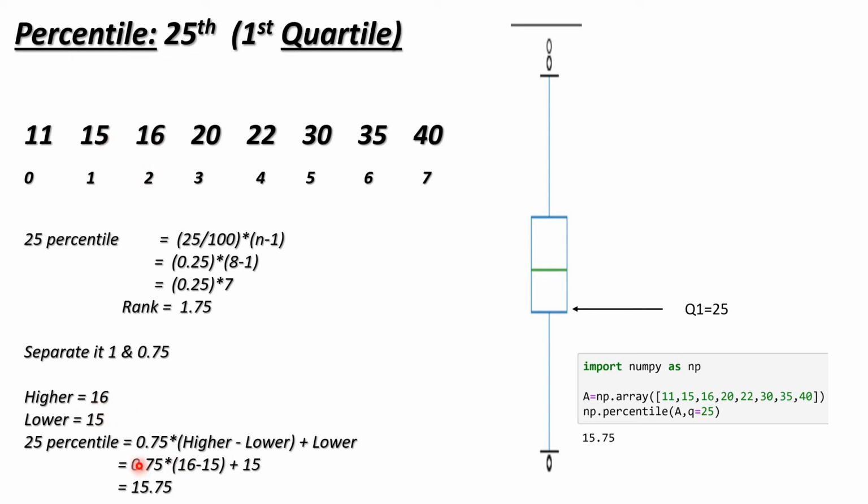Now this is a simple formula, with 0.75 in this place. Higher is 16, lower is 15: lower plus 0.75 times (16 minus 15), and 16 minus 15 is 1, so we got 15.75. So between 15 and 16 we have 15.75, that is the 25th percentile value.